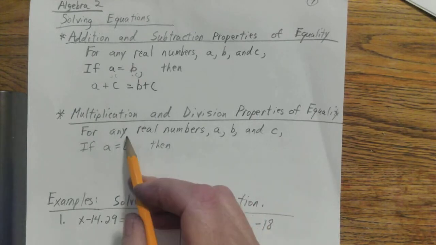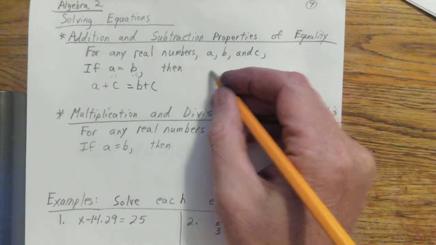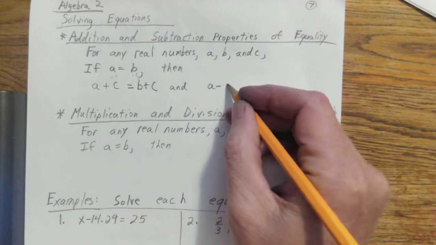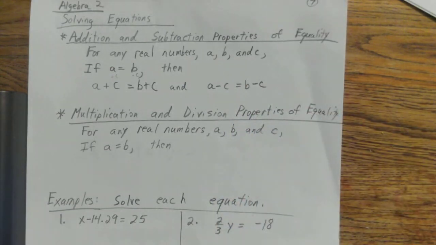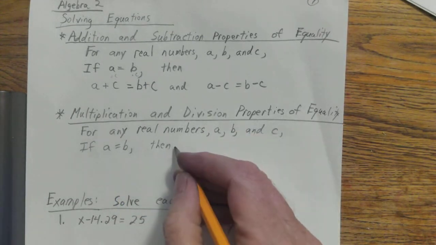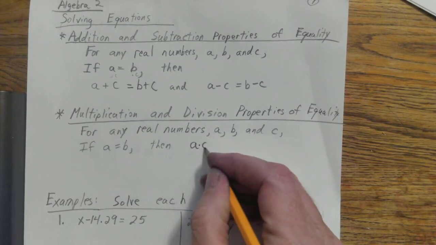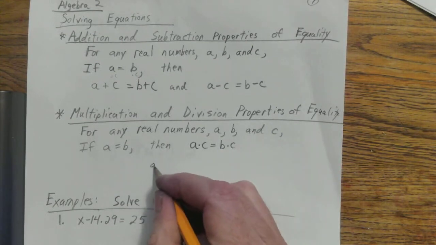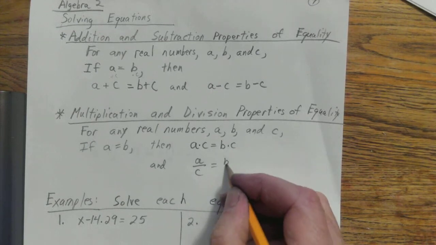And also, we can subtract. I forgot to put that in there. a minus c equals b minus c. And then multiplication and division properties of equality. If a equals b, then a times c equals b times c, and a divided by c equals b divided by c.